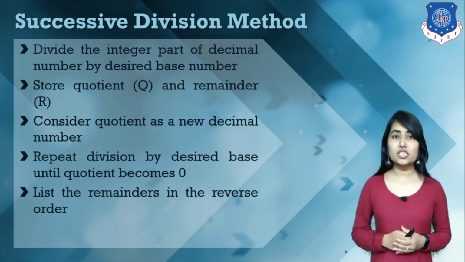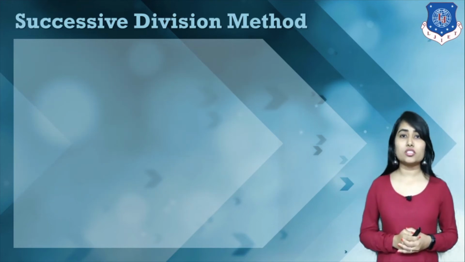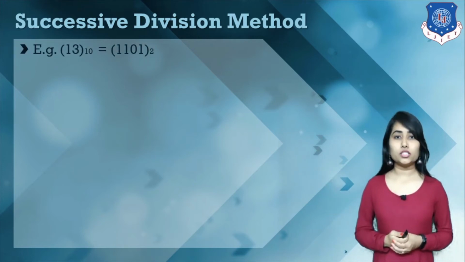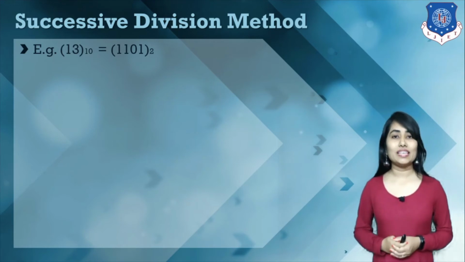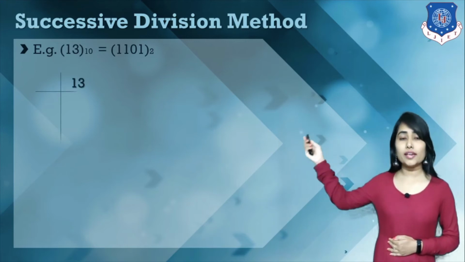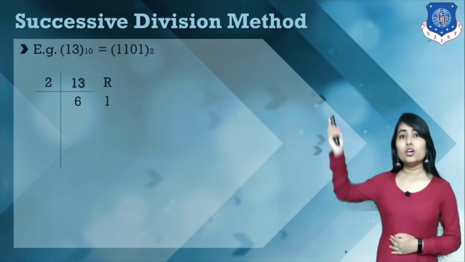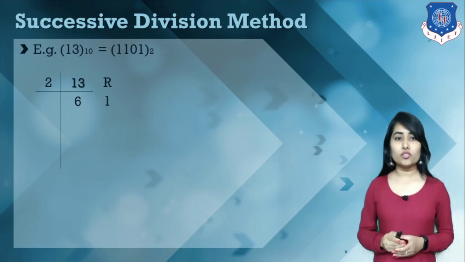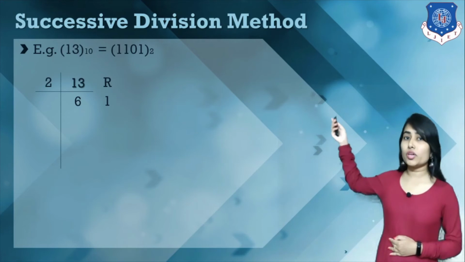Now let's discuss this with an example. We have an example for the successive division method. Here we have the decimal number 13. This decimal number 13 can be represented in binary using the successive division method. First we have to divide 13 by 2, so we have quotient 6 and remainder 1.